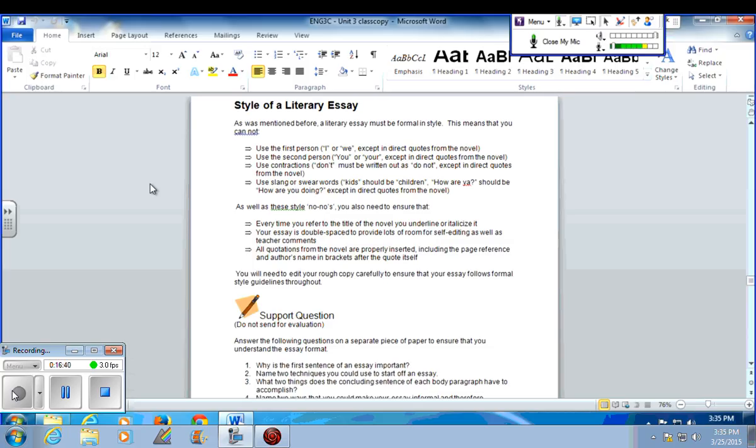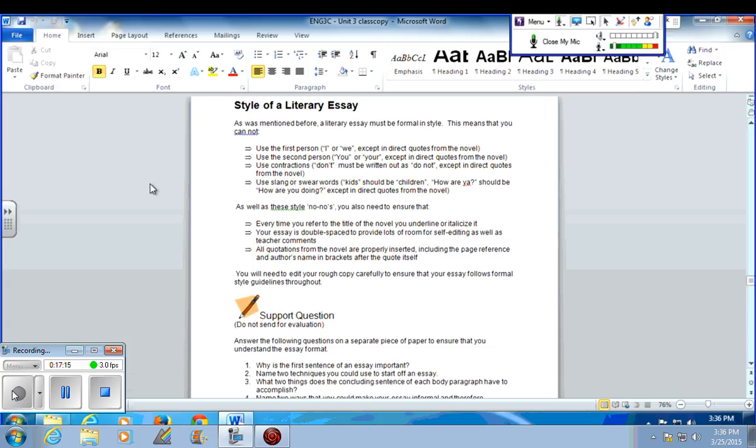You also cannot use the second person, it's you or your, except in direct quotes from the novel or in your hook or your introduction if you do an anecdote or how would you feel. So make a note of that. I'm going to change that next time the course is taught.